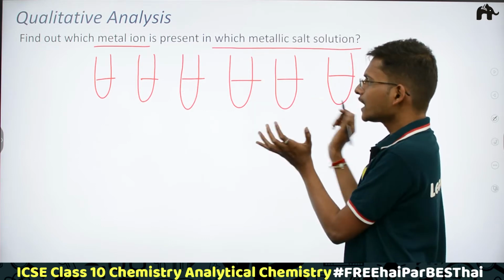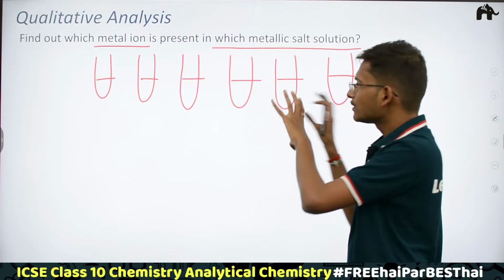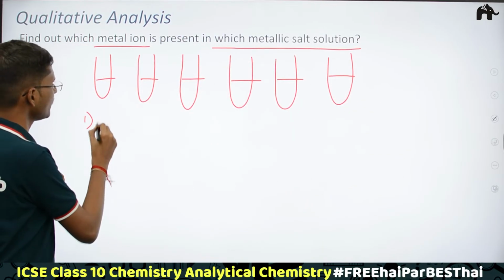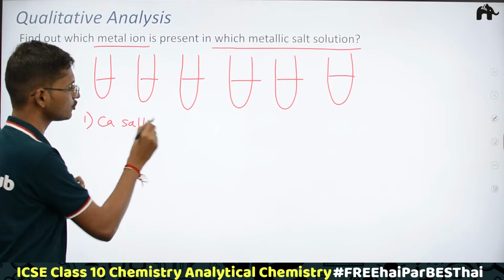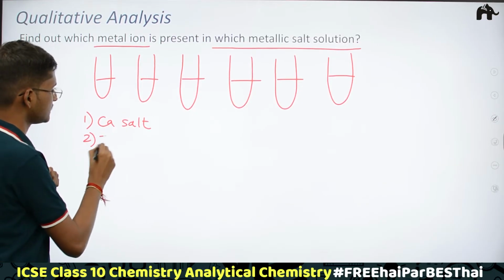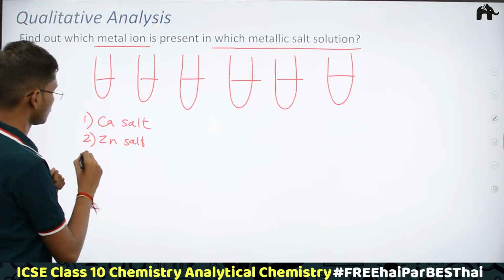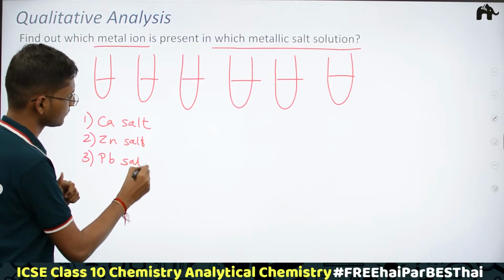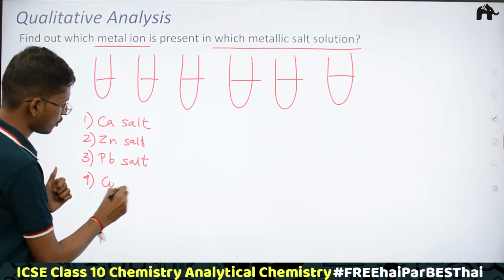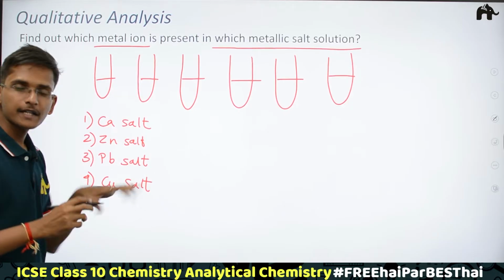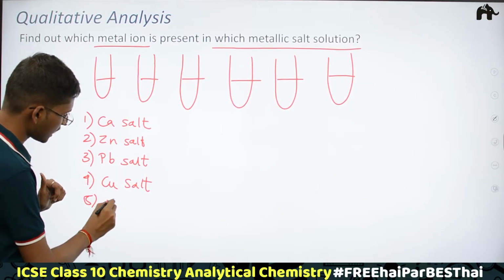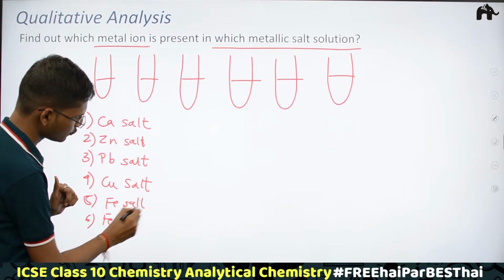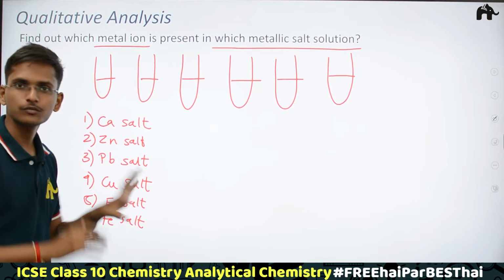Okay, so we are having these 6 metallic salt solutions, and we know that one is calcium salt solution, one is zinc salt solution, one is lead salt solution, one is copper salt solution, and the remaining 2 are iron salt solutions. Now you would say, sir, how 2 iron salt solutions? I will tell you, just wait.